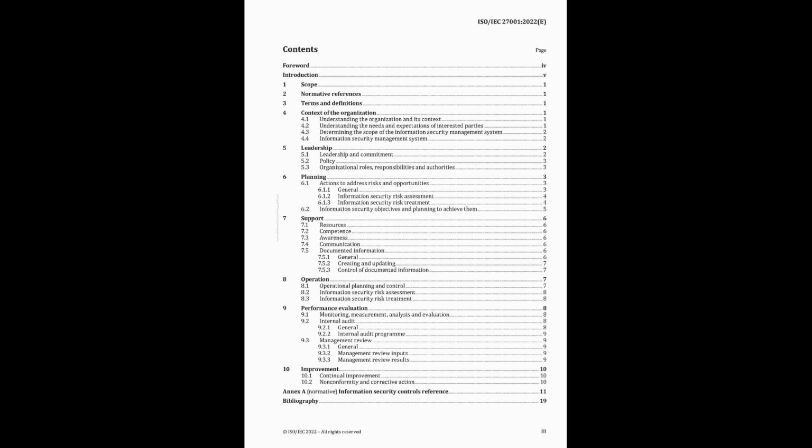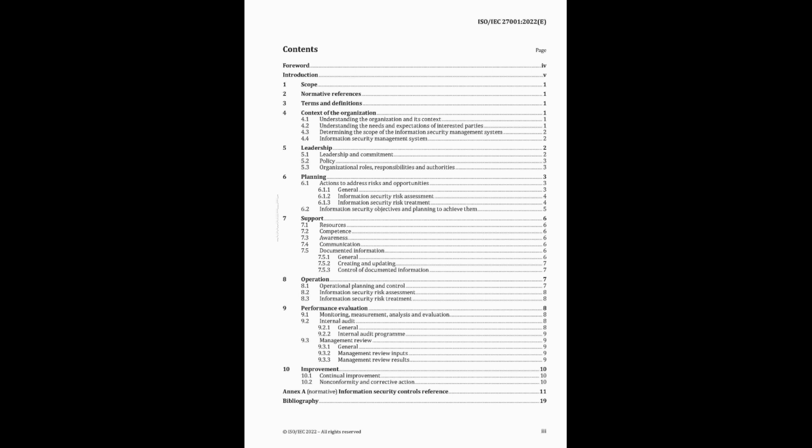Setting the goals for the ISMS. Correct. 6.2 says the organization must establish information security objectives at relevant functions and levels. These are the specific measurable goals for improving security, not just vague hopes. Concrete targets. And the standard lists characteristics these objectives shall have. Let's break those down. Okay, first, they must be consistent with the information security policy from Clause 5.2. They have to align with the overall strategy. Makes sense. Goals support the policy.